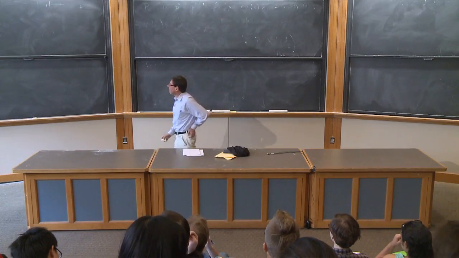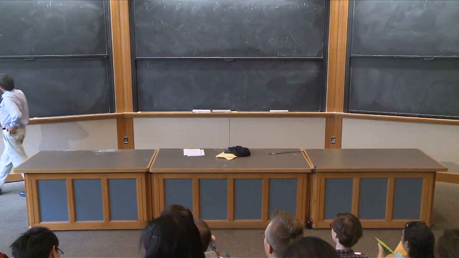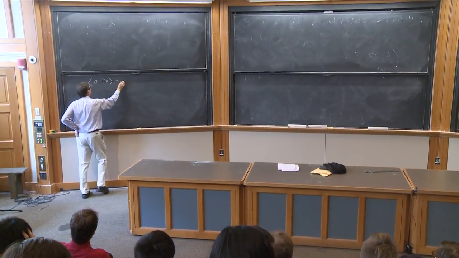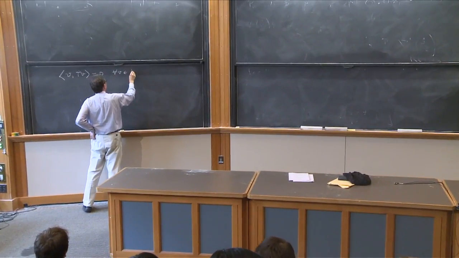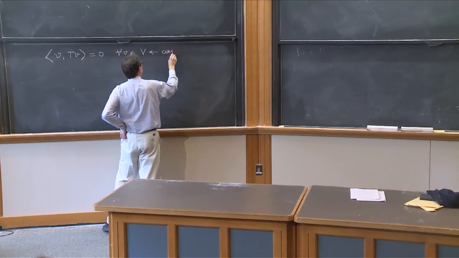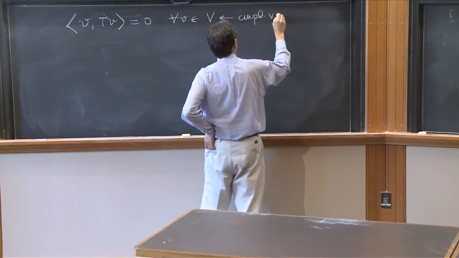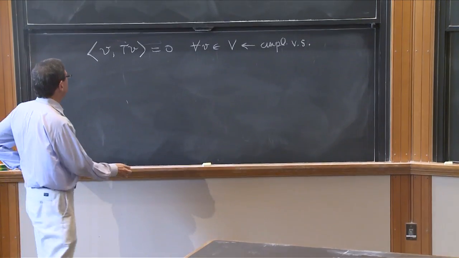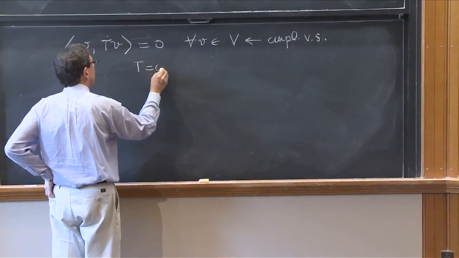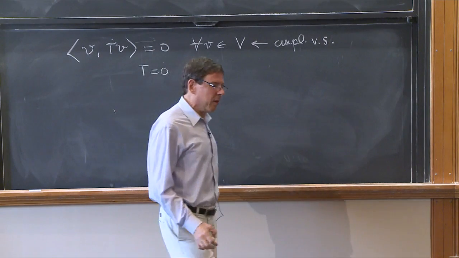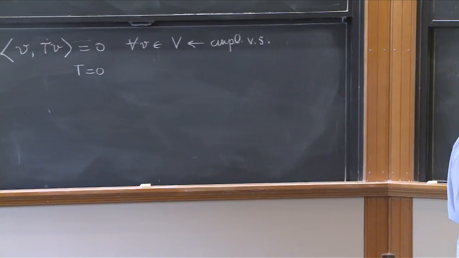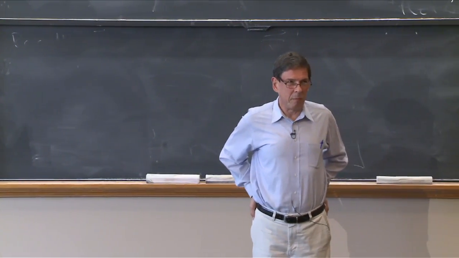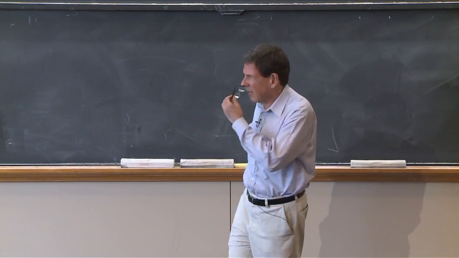About a theorem that was quite powerful and applied to complex vector spaces: for all V belonging to a complex vector space, this implied that the operator was 0. And it's not true for real vector spaces. And we gave a proof that made it clear that indeed the proof wouldn't work for a real vector space.